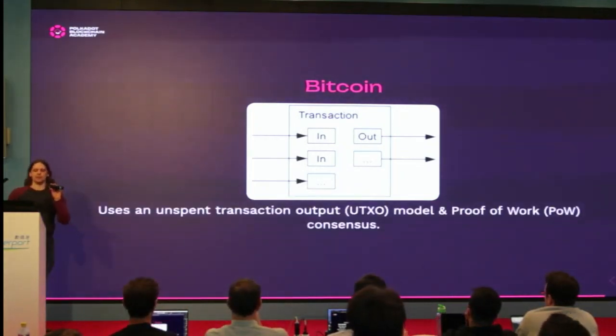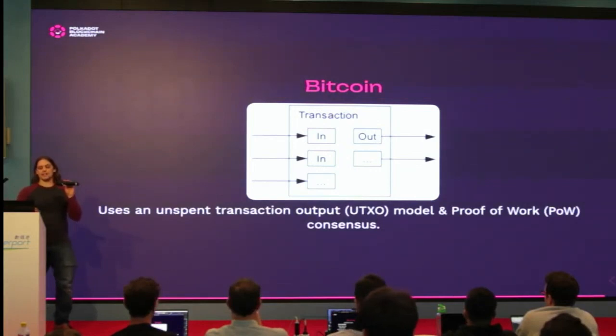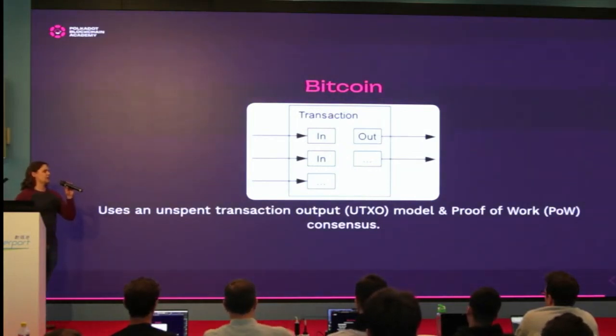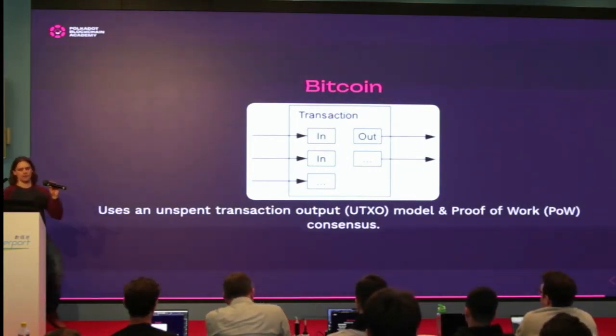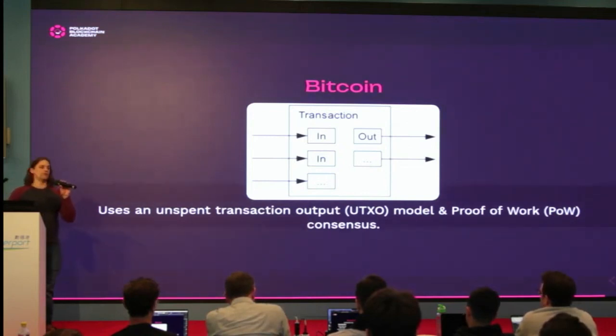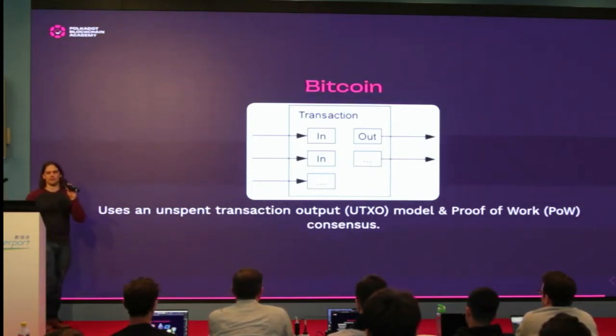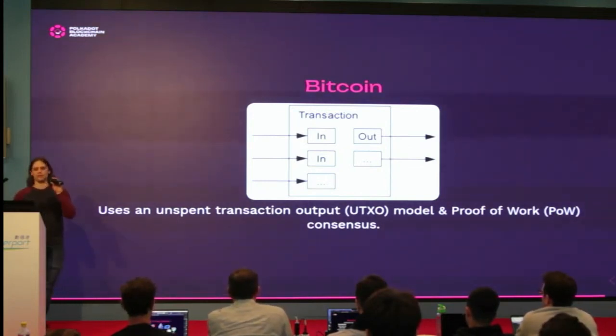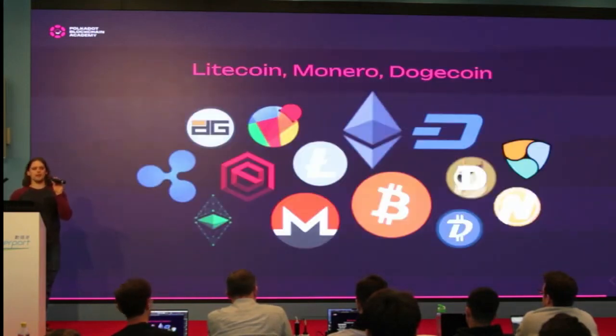This is called the unspent transaction model, like I said. That's its state machine, by the way. Its state machine is called the UTXO model, the cryptocurrency UTXO model. Its consensus is called proof of work. We're going to talk a lot about consensus later this week. Both Andrew and I have a lesson on consensus.